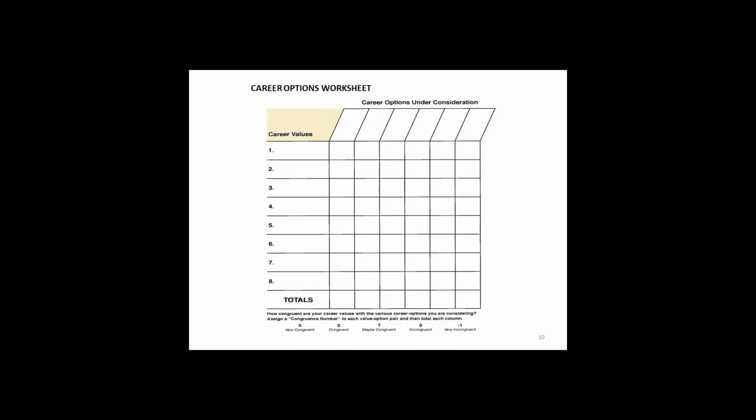And on the vertical dimension of the matrix, I ask them to list their 8 highest values. And across the top on the horizontal dimension, I ask them to list 5 or 6 different career options that they have. And then I ask them to rate how those options fit with each of the values, giving it a scale from positive 3, 2, and 1 if it's congruent, and negatives from 0 to a negative 3 if it's incongruent, and a question mark if they're not sure.